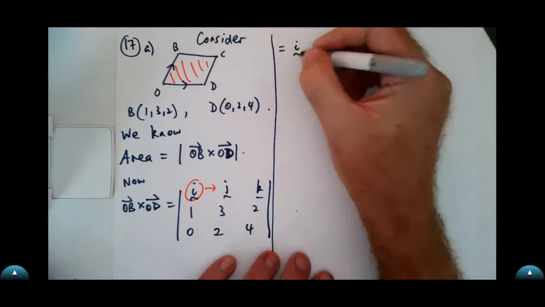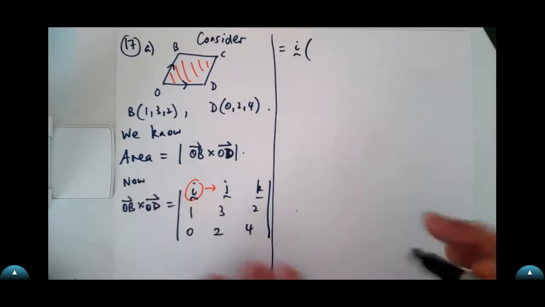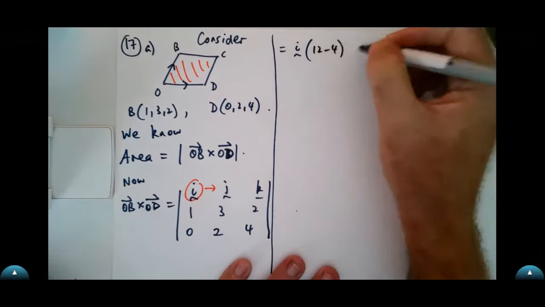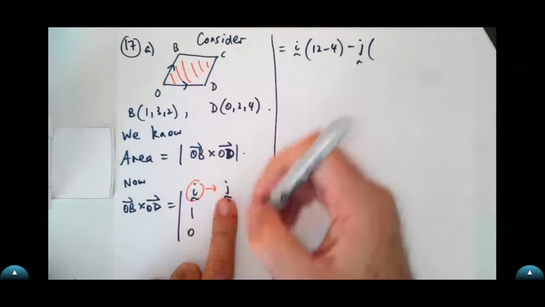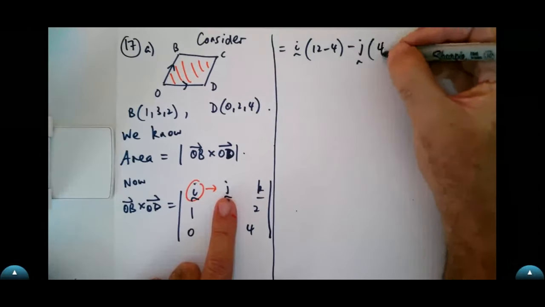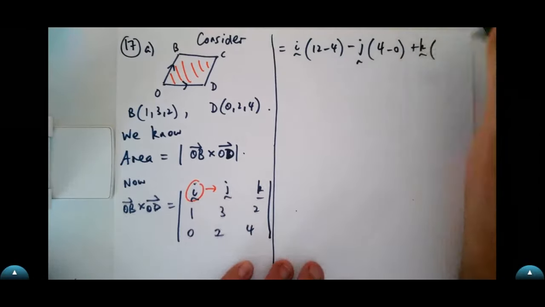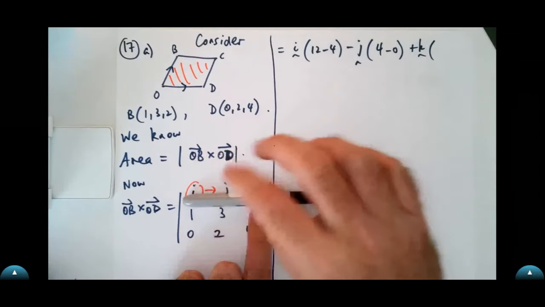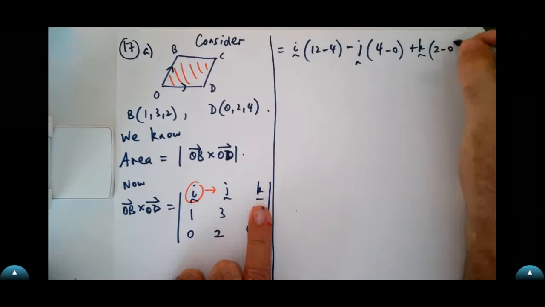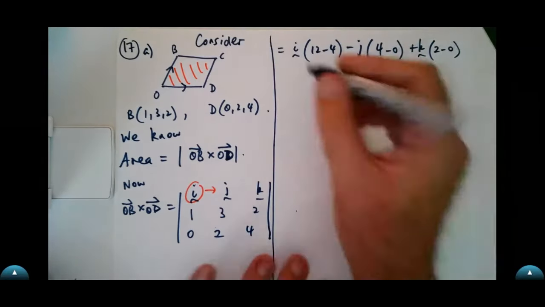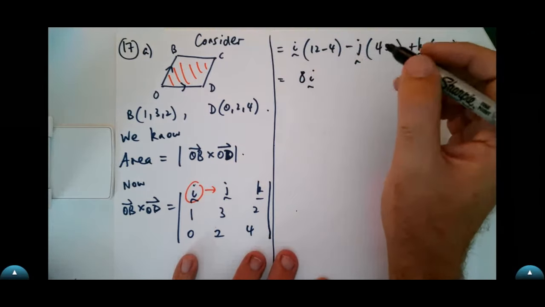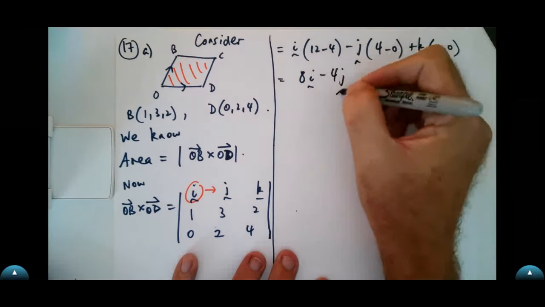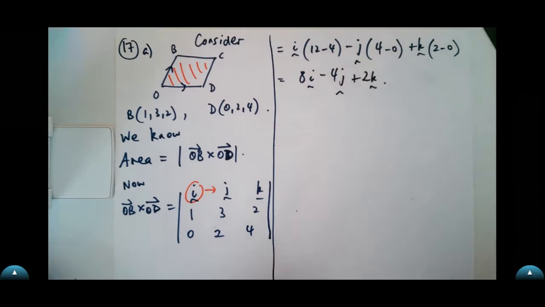Okay, so it's going to be 12 minus 4. I'm alternating the signs. 1 times 4 minus 2 times 0. So 4. And 1 times 2 minus 3 times 0. So okay, and you can write that as a column if you like.